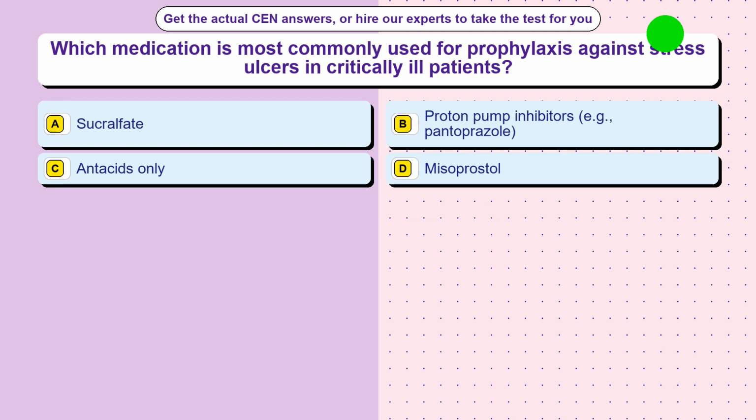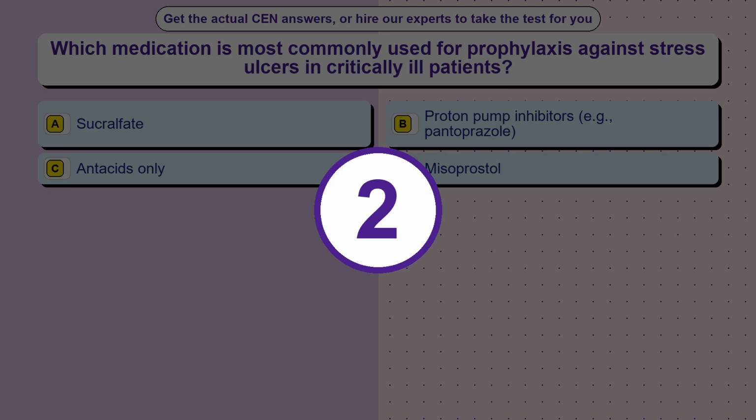Question 87. Which medication is most commonly used for prophylaxis against stress ulcers in critically ill patients? Option A, sucralfate. Option B, proton pump inhibitors, e.g., pantoprazole. Option C, antacids only. Option D, misoprostol.